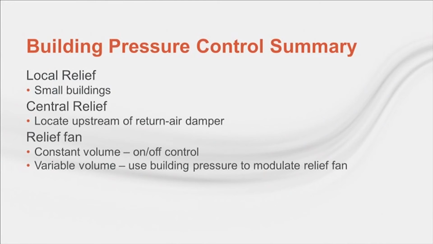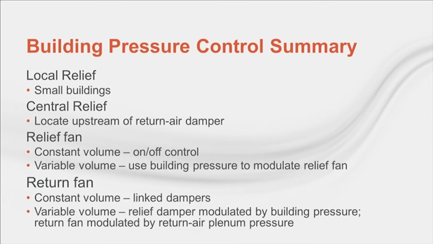On-off control is typically acceptable with a constant volume system. For a VAV system, or if demand-controlled ventilation is used, modulating the relief fan will provide better space pressure control. If the pressure drop in the return air path is too large, a return fan might be required. In this case, modulate the relief damper based upon building pressure and modulate the return fan to maintain return air plenum pressure.